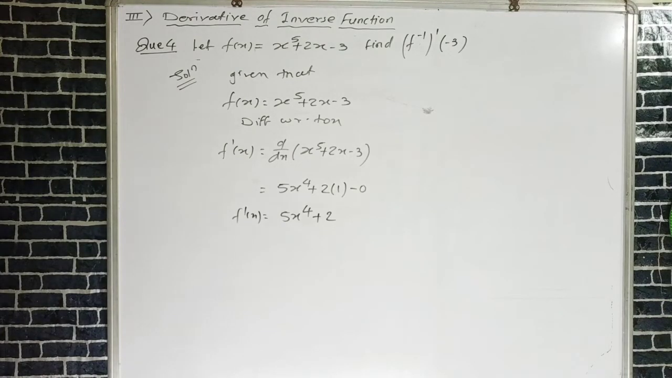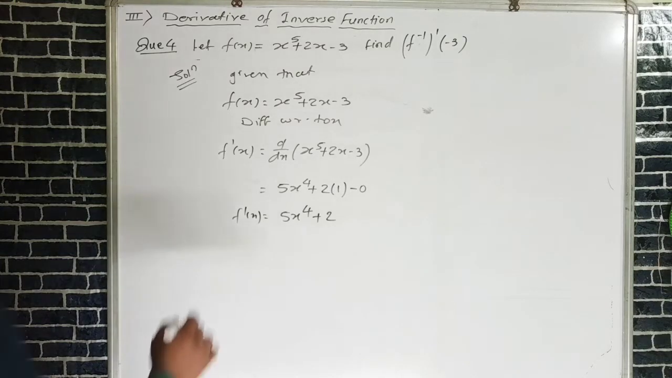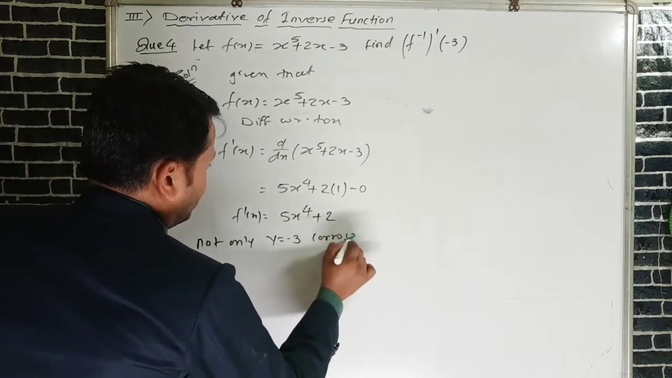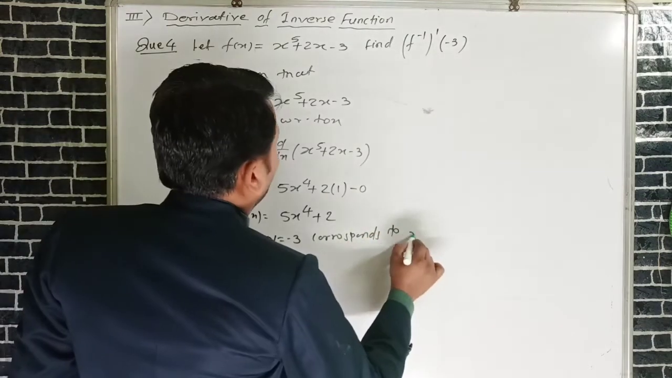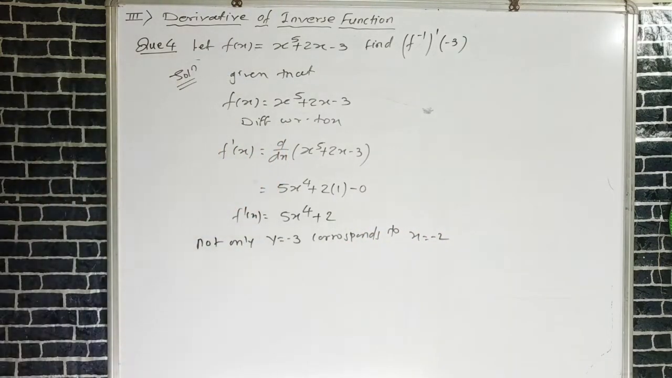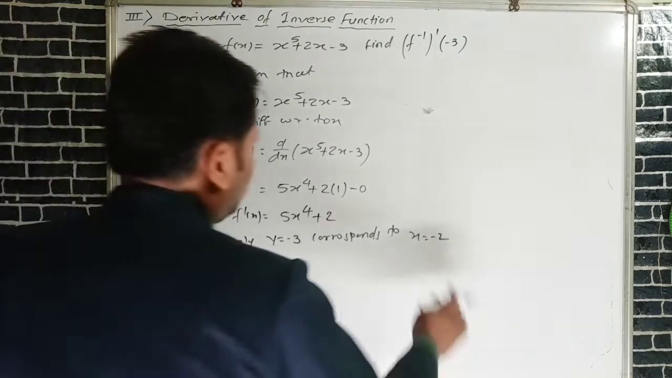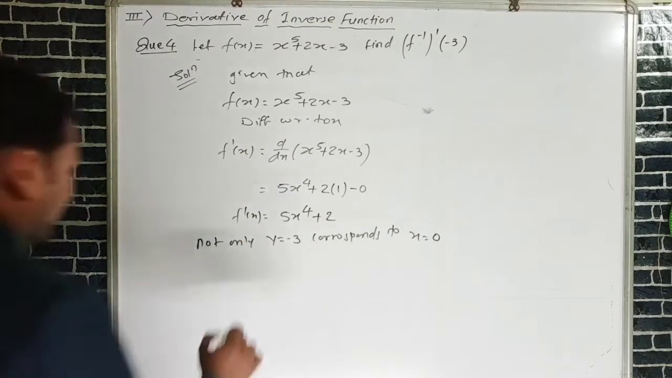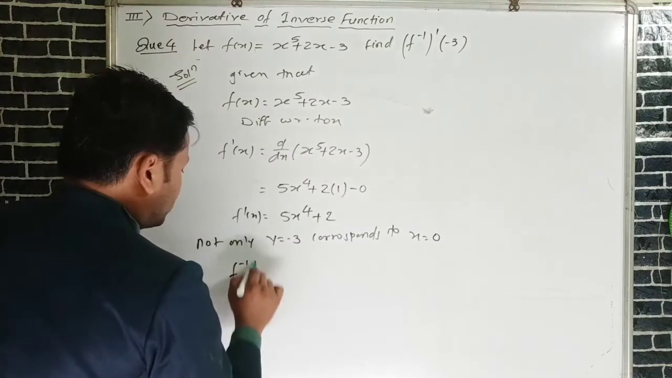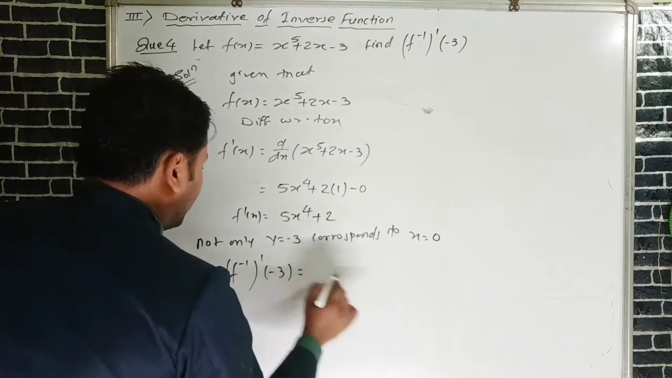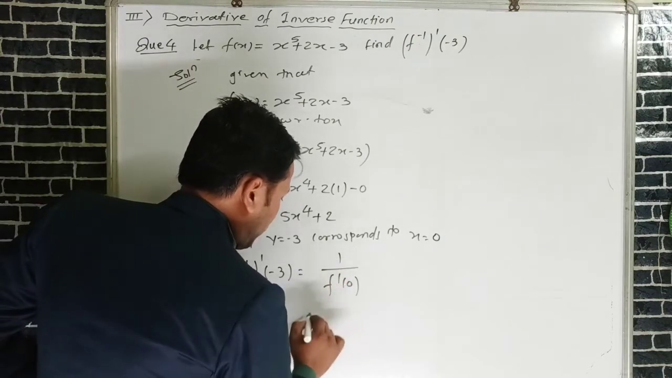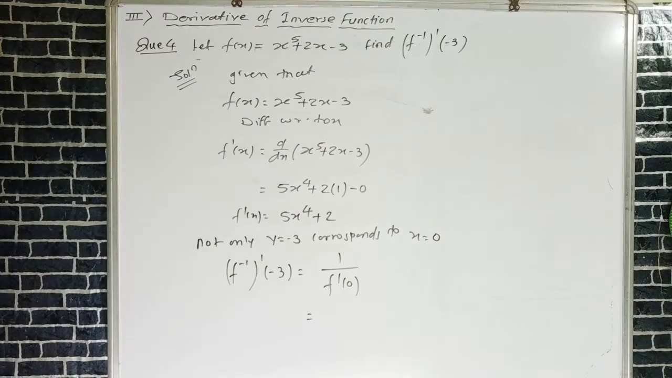Then we can write that y is equal to minus 3 corresponds to x is equal to 0. With x is equal to 0, we can write f inverse dash of minus 3 is equal to 1 upon f dash of 0.